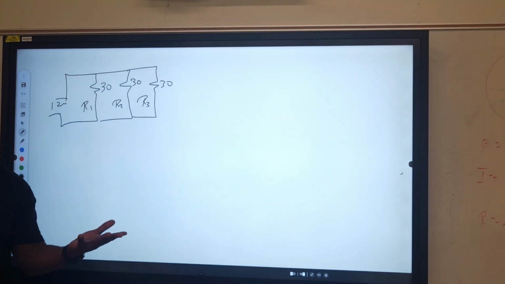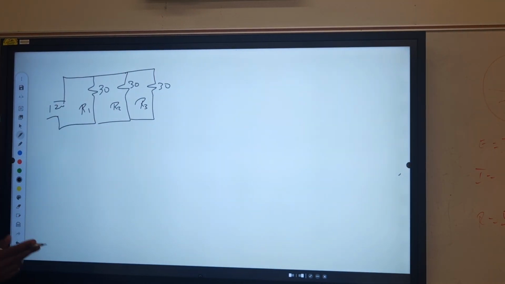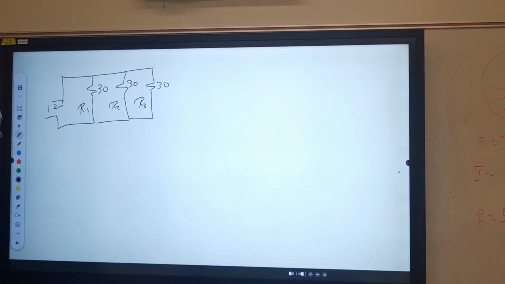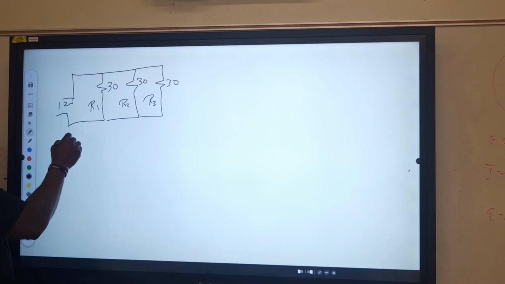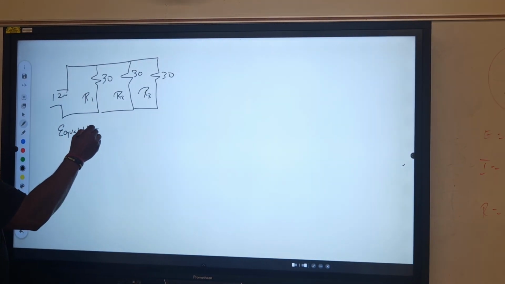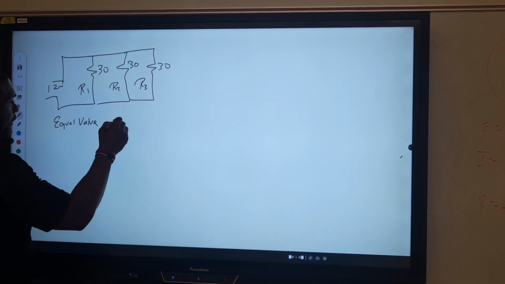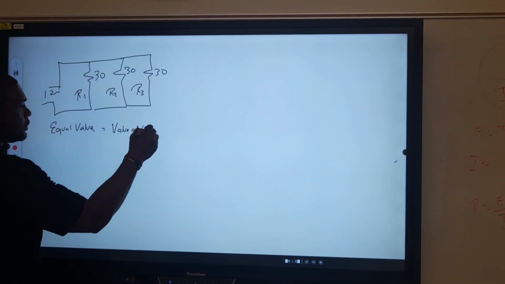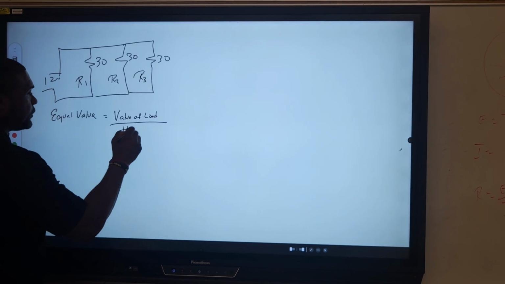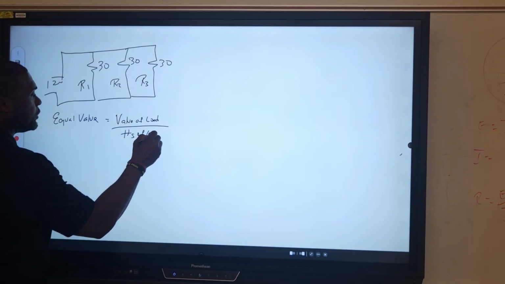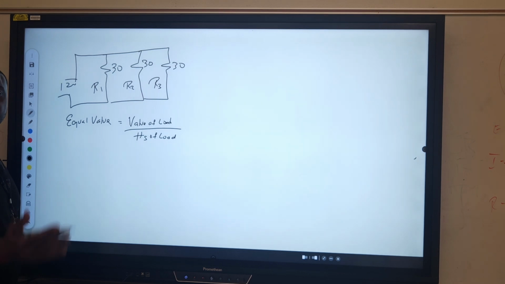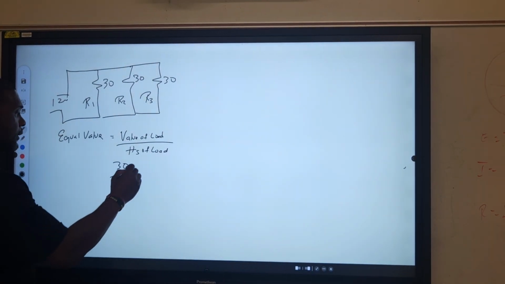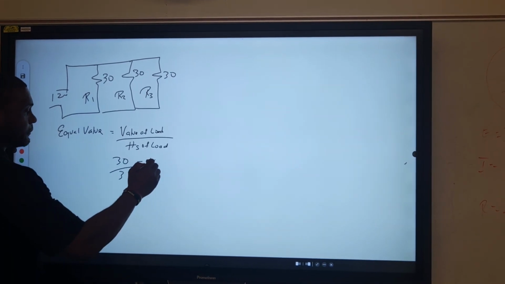They're all 30 ohms. So we can use a third formula, and this formula can only be used if they are the same value. It's called the equal value formula, and it says it's the value of the load divided by the number of loads. So in this situation, the value of the load is 30. How many loads do we have? 3. So my RT would be 10.